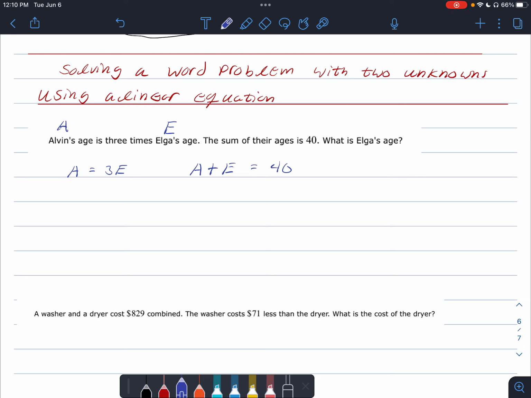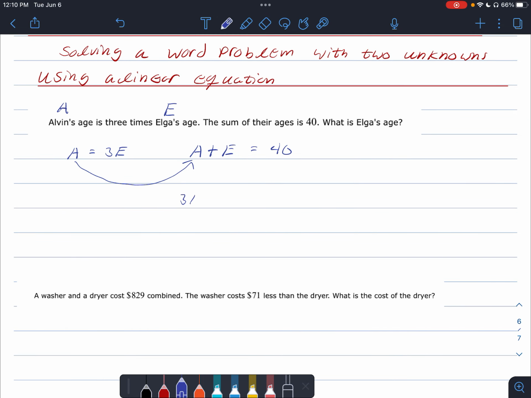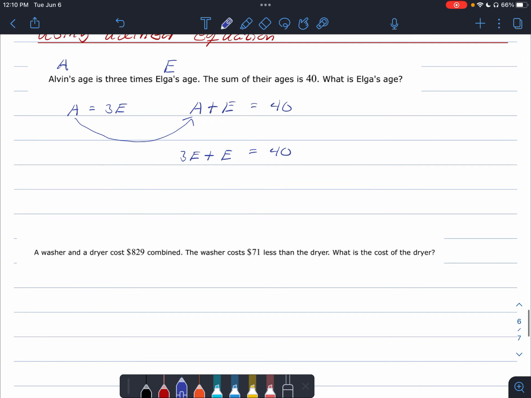Now the idea is that we can take the information that we're given and try and solve for Elga's age. If A is equal to 3 times E, we can take this value for A and substitute it in here. So now we have 3E plus E is equal to 40. And this is all valid because this is all information we've gotten from the problem. So 3E plus E is 4E, so 4E is equal to 40.